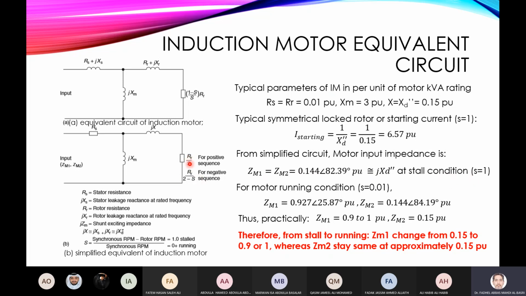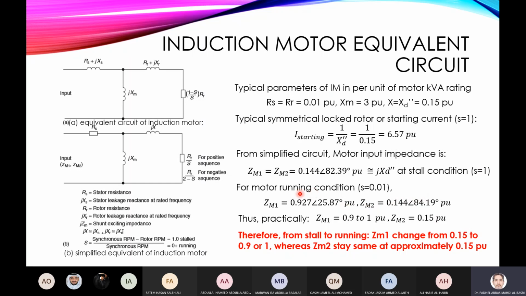Because at stall condition, S is 1 for positive sequence and S is also 1 for negative sequence. So this will be R over 1 here, and here also R over 1. That's why ZM1 and ZM2, the positive sequence impedance and negative sequence impedance of the induction motor, are the same at the stalling condition or at the standstill condition.